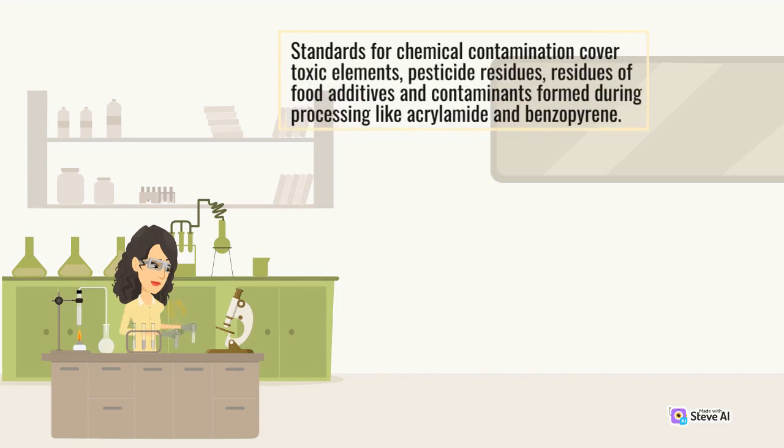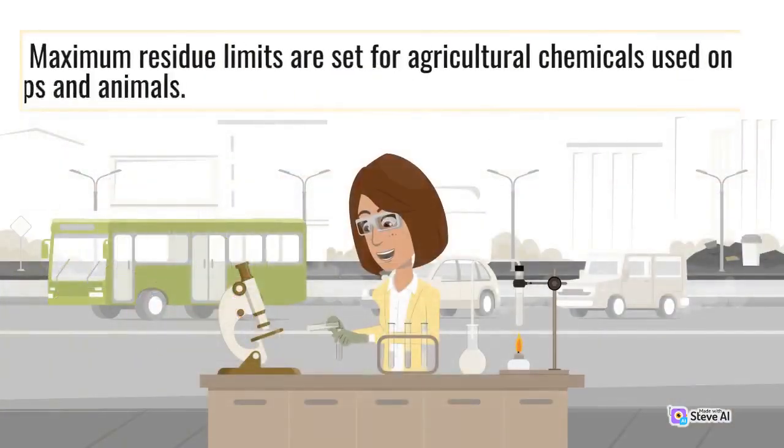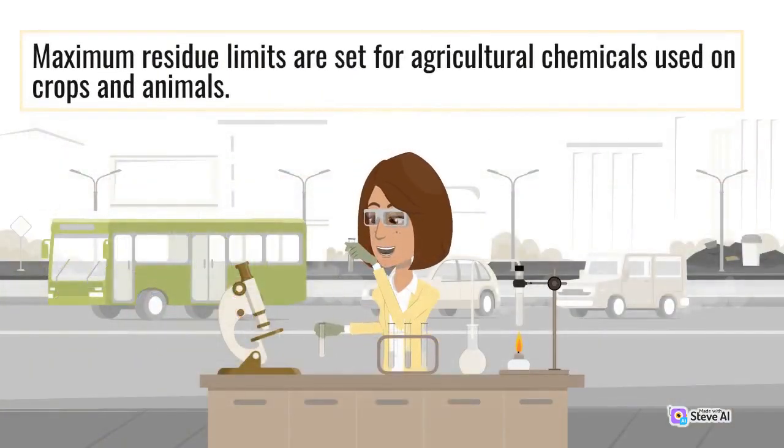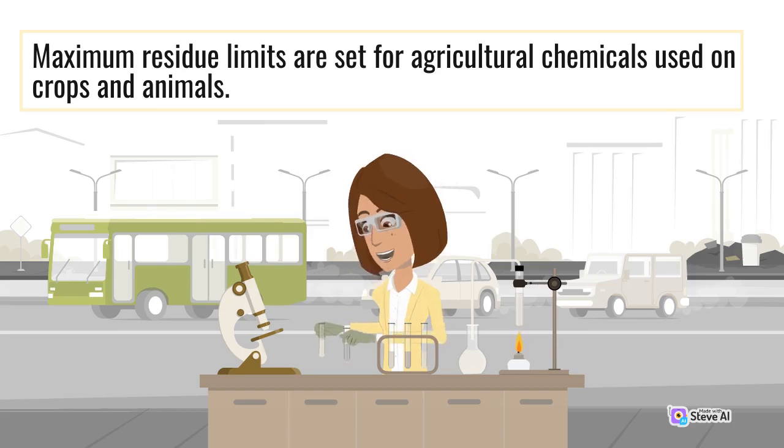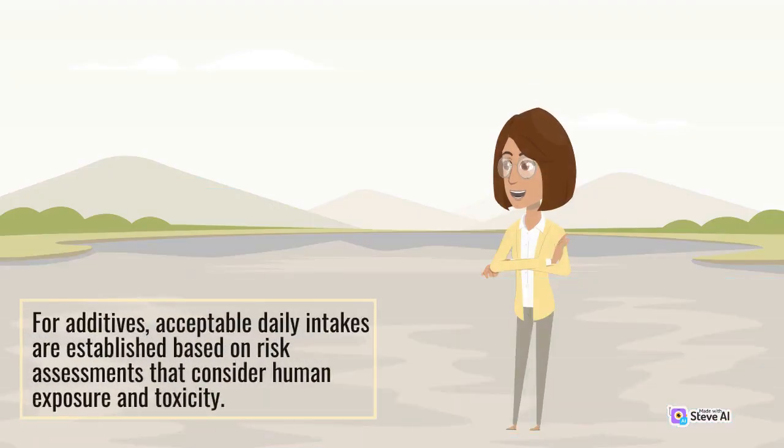Standards for chemical contamination cover toxic elements, pesticide residues, residues of food additives and contaminants formed during processing like acrylamide and benzopyrene. Maximum residue limits are set for agricultural chemicals used on crops and animals. For additives, acceptable daily intakes are established based on risk assessments that consider human exposure and toxicity.